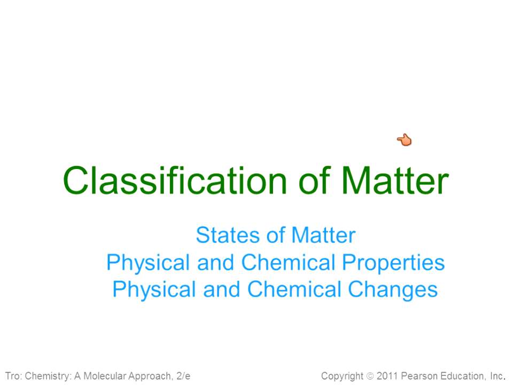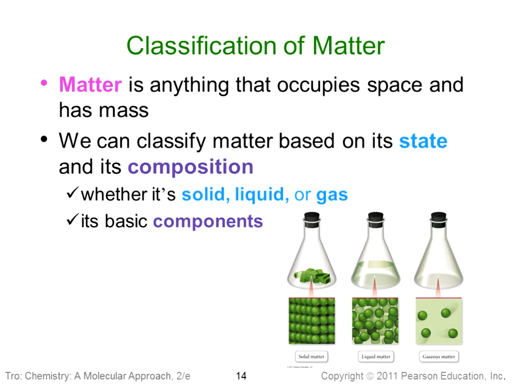Okay, classification of matter. We're going to look at the states of matter, physical and chemical properties, and changes of matter. We're going to look at the classification of matter. Remember, matter is anything that occupies space and has mass. So we can classify matter based on its state and its composition. When we look at its state, we're referring to it being a solid, a liquid, or a gas state, and its basic components, which is where we get the word composition from.